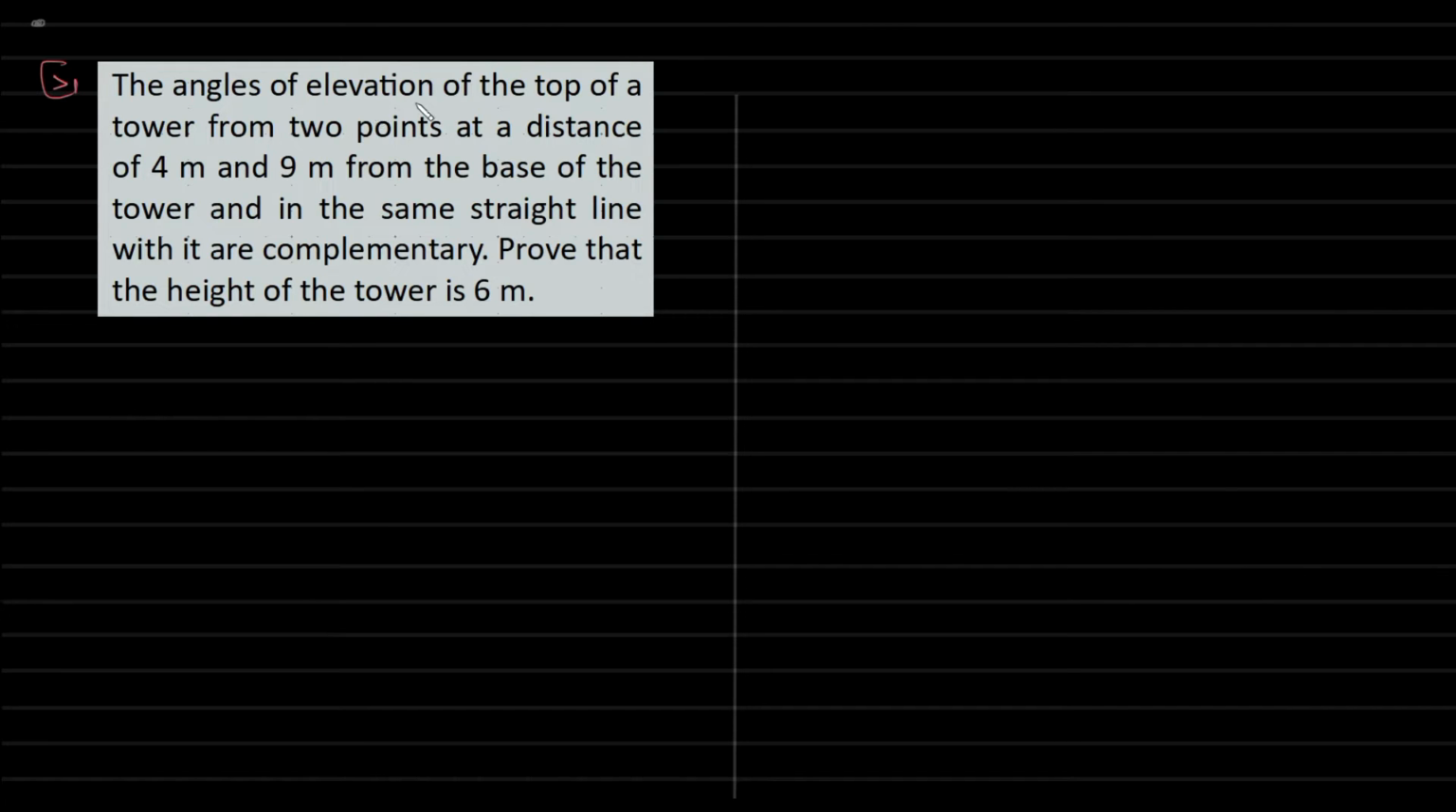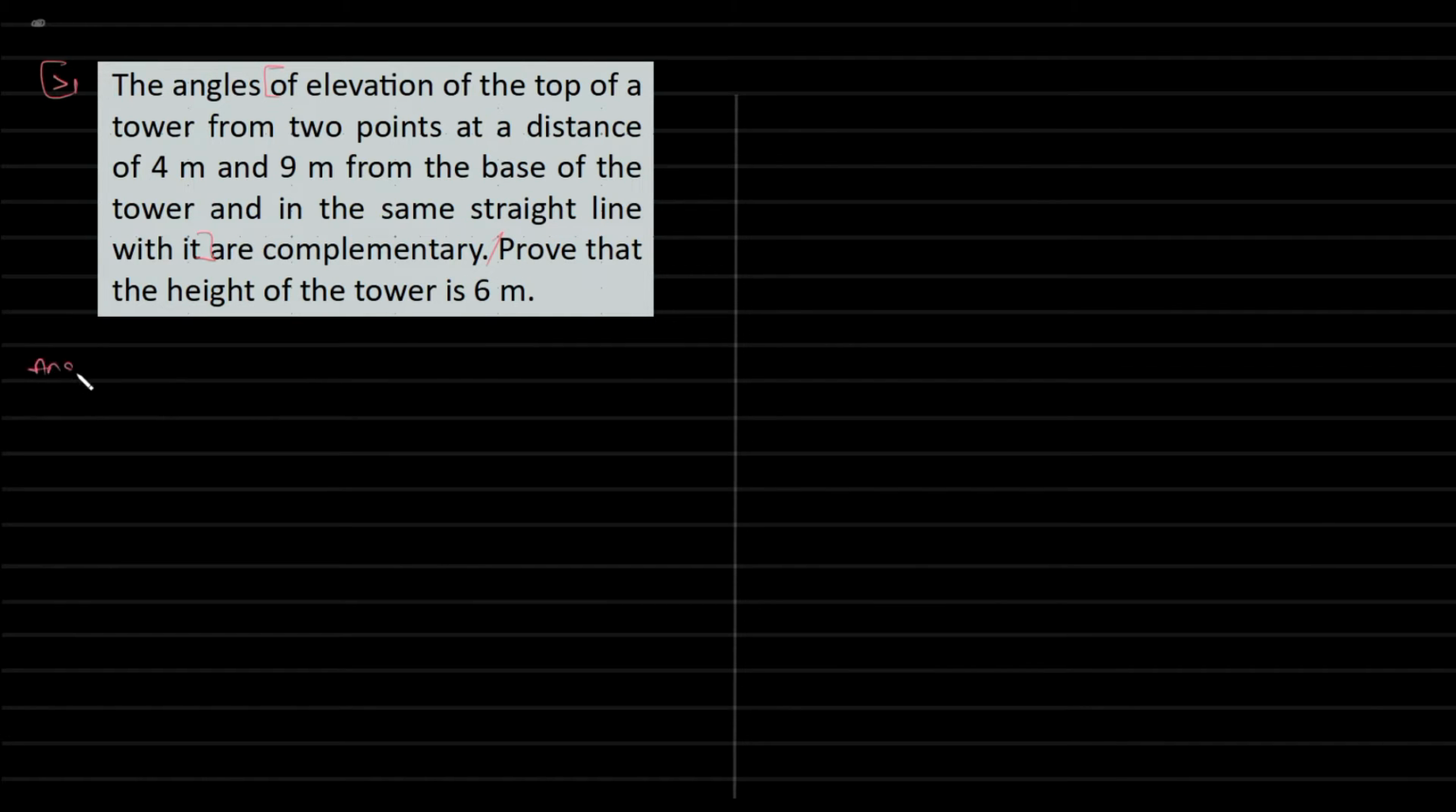The angles of elevation of the top of a tower from 2 points at a distance of 4 meters and 9 meters from the base of the tower and in the same straight line with it are complementary. So the angles are complementary. From here to here are intermediate confusing statements. First, we need to understand that the angles are complementary. Which two angles? We'll see that. Prove that the height of the tower is 6 meters.